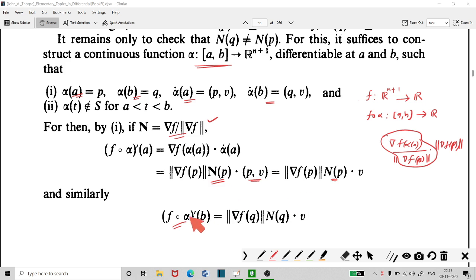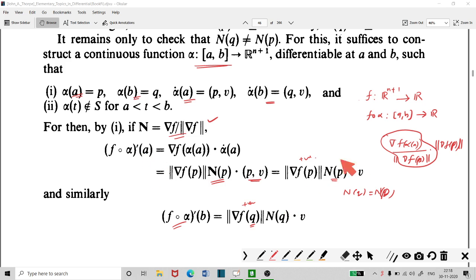Similarly you can prove that the derivative at b is also norm del f of q, the point is q, times n of q dot v. Okay, so this is the case. We have evaluated the derivative of this real valued function defined on [a, b] at the points a and b. Now assume that this is positive and this is also positive. Now if you assume n of q is equal to n of p, what happens? If these two quantities are the same, you can say that the derivative of f composition alpha at b and at a have the same sign.